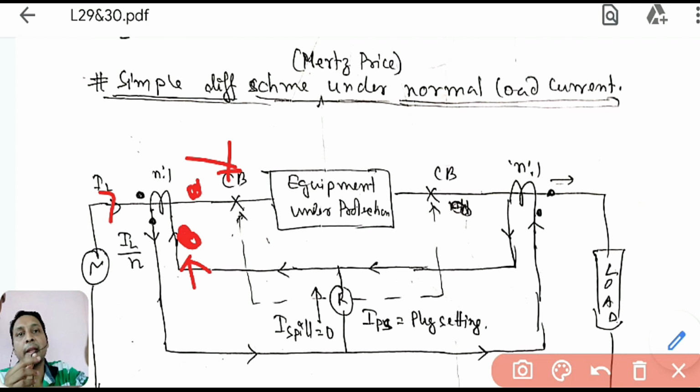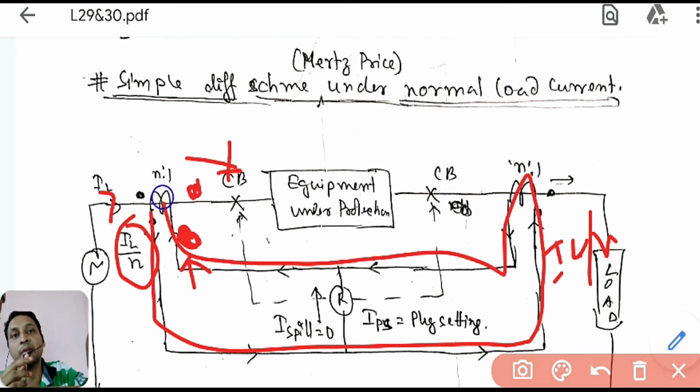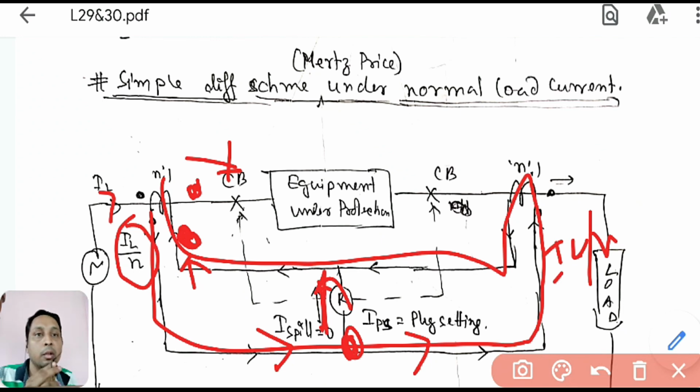This current is IL, because it is an N:1 ratio. So this current will be IL divided by N, and here also it will be IL divided by N. So the current is flowing IL divided by N, and it is going IL divided by N, so the complete loop is completed. So no current will be there, because if you take KCL, current entering is IL by N, current leaving is IL by N. Entering and leaving are equal, so no current will be left through this path. So spill current is ideally 0, and your plug setting in ideal condition we keep at 0, so that it doesn't trip.